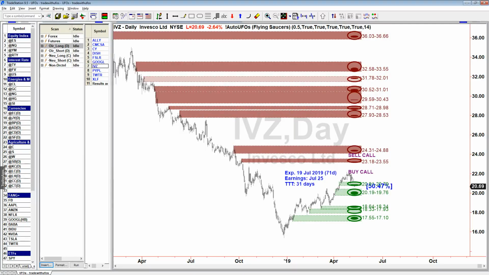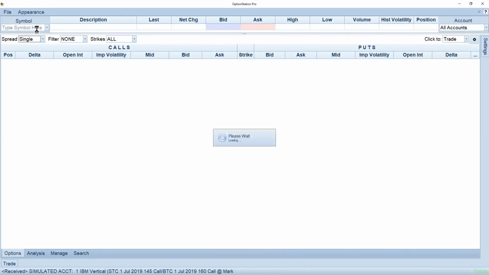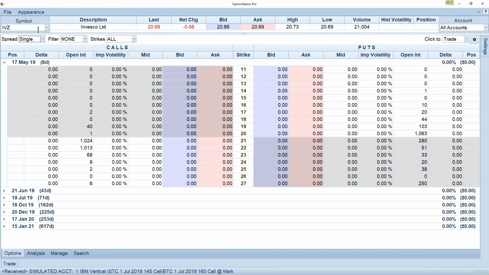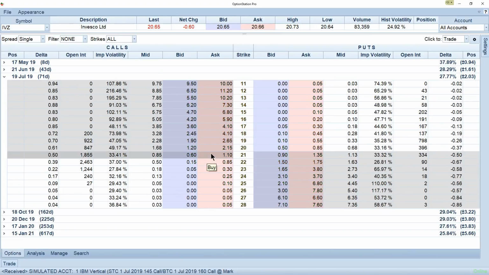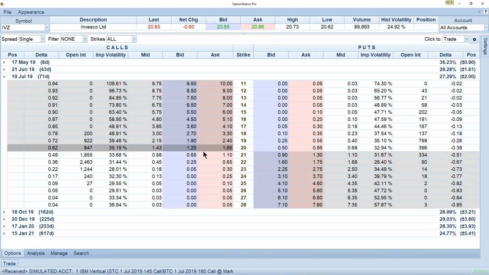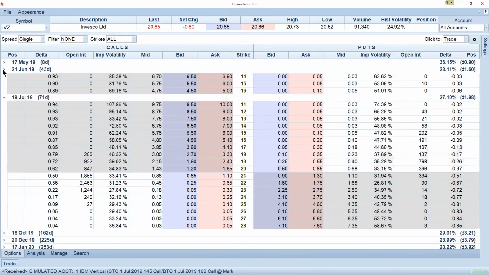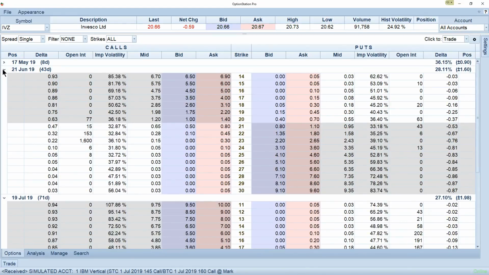Okay, so IVZ is not the most liquid stock in the world. It's not, but it should be okay. Looking at July 71, it actually is not okay at all. Wow, this is strange, because I have traded that stock before, and this level of spread I haven't seen before.